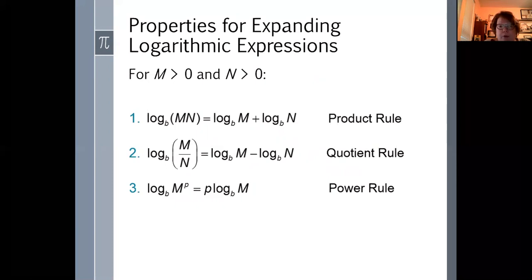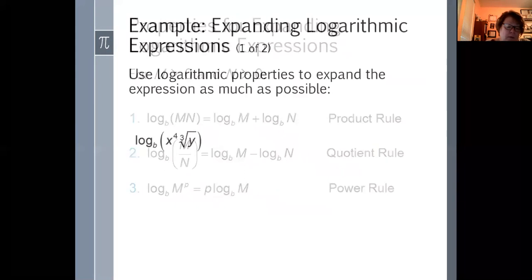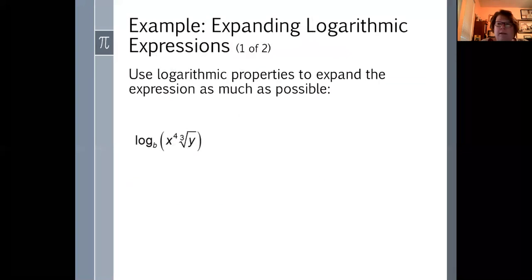That's the quotient rule. The third property is the log base b of m to the p can be written as p times the log base b of m. That's the power rule. So now let's use these 3 properties, these 3 rules, to expand some logarithmic expressions.